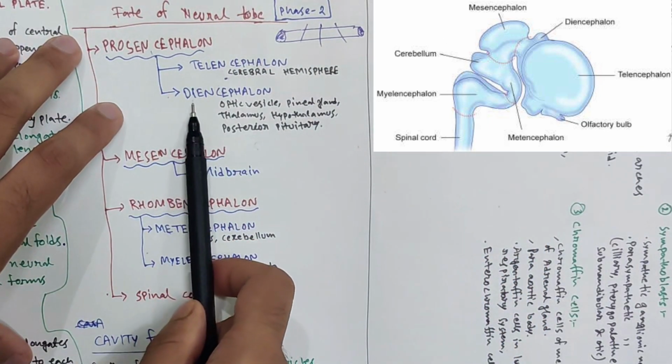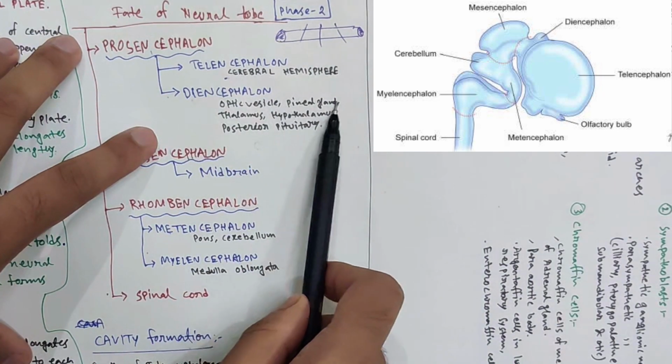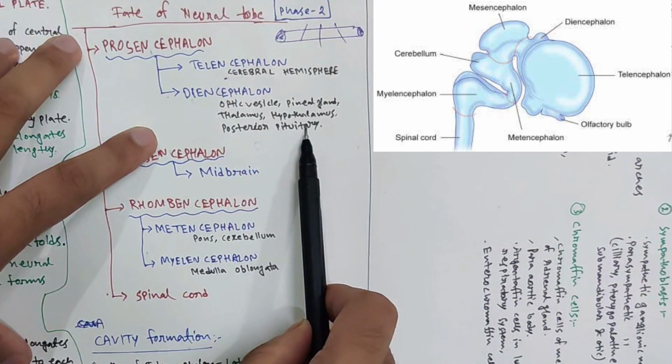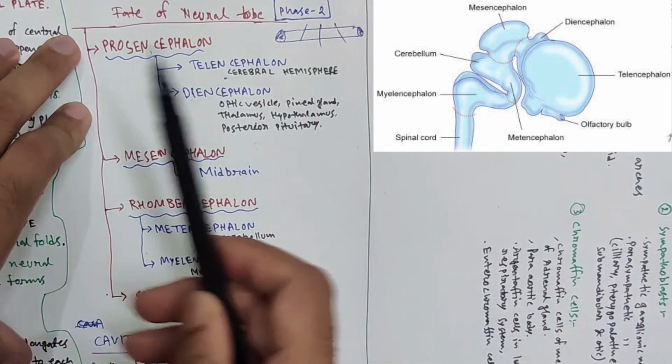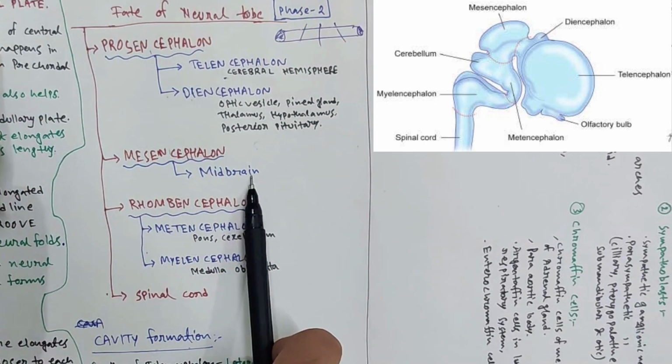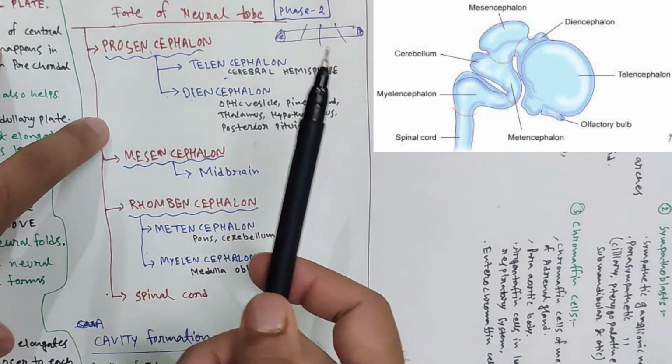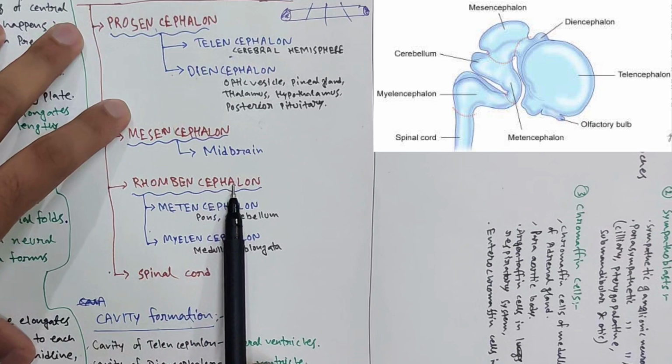Okay. Diencephalon forms the optic vesicle, pineal gland, thalamus, hypothalamus, posterior pituitary. All these things anatomy, you already know that from my earlier videos. Mesencephalon forms midbrain. About the midbrain anatomy, you already know that from my earlier videos. Rhombencephalon divides itself into two parts.